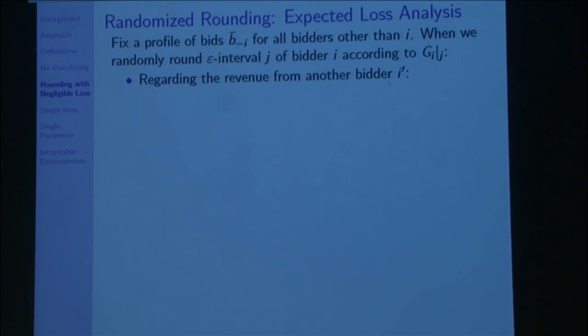Yeah. Okay, so the core of the argument is as follows. Fix a profile of bids for everyone else except for Mark. We're going to round epsilon interval j of Mark, and by round I mean randomly round, we're going to replace Mark's bid, whatever it will be.